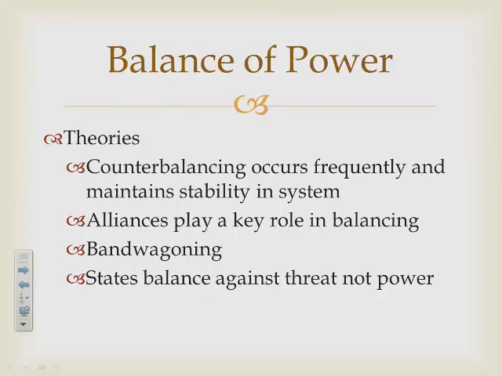Counterbalancing occurs frequently and maintains stability in the system. In the balance of power theory, alliances play a key role for balancing. Within the balance of power, the idea is that you have two sides of relatively equal strength, but what we see in real life is that there are many states that bandwagon or join with the more powerful side, and they may do this for a couple of reasons.